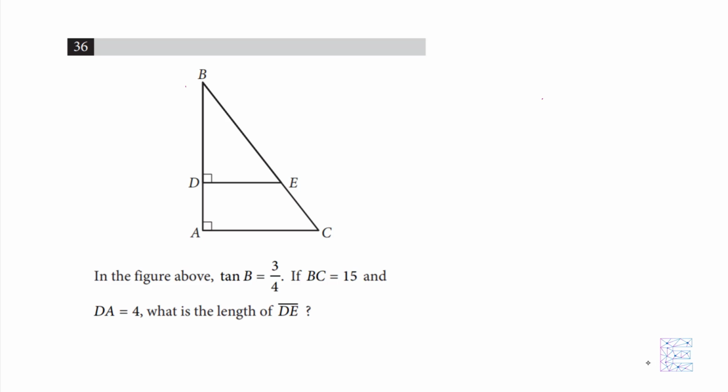In the figure above, tan B equals 3/4. If BC equals 15 and DA equals 4, what is the length of DE? So this is the segment that we are interested in.